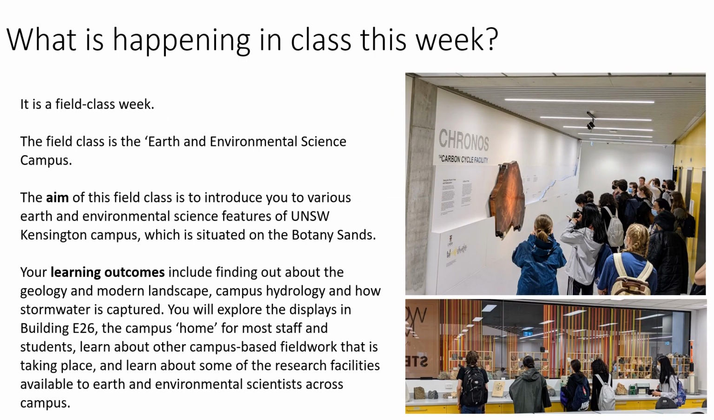So what is happening in class this week? Well, it's a field class week, and the field class is the Earth and Environmental Science campus field trip. The aim of this field class is to introduce you to various earth and environmental science features of the UNSW Kensington campus, which is situated on the Botany Sands, and it will focus in particular on many of the features of the Botany Sands itself.